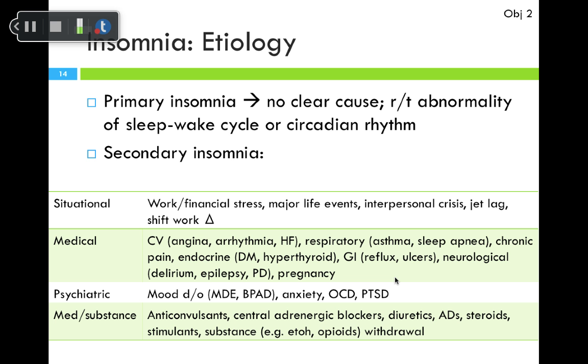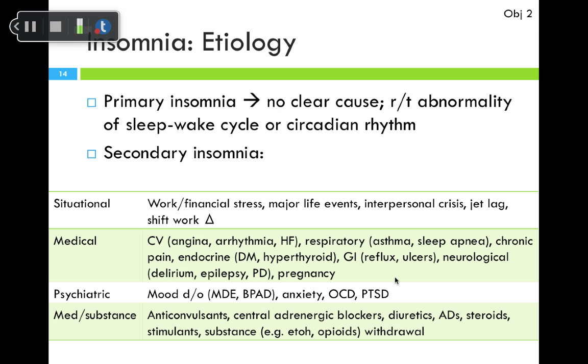Whereas secondary insomnia is insomnia, or sleep trouble, due to a variety of other causes. And so these causes can be situational, medical, psychiatric, or substance induced. So just to paint a couple examples, situational would be like work or financial stress. The person's worrying a lot about things. Medical is almost any medical illness can cause insomnia. Psychiatric, again, almost any psychiatric condition can also cause insomnia, like mood disorders, anxiety, trauma histories.